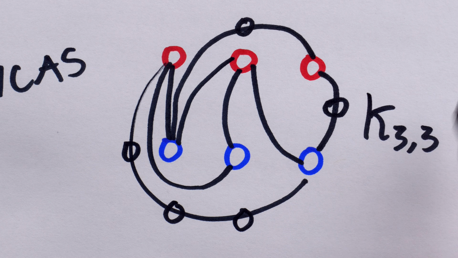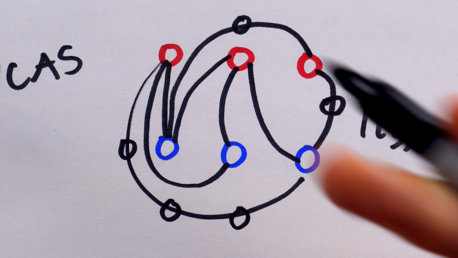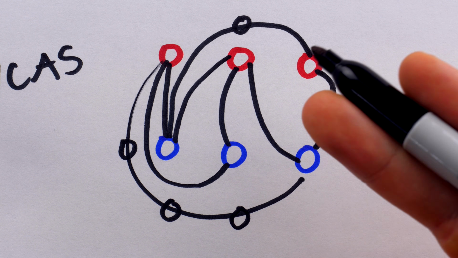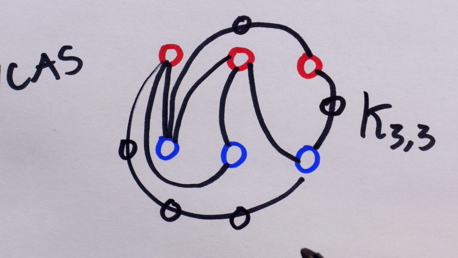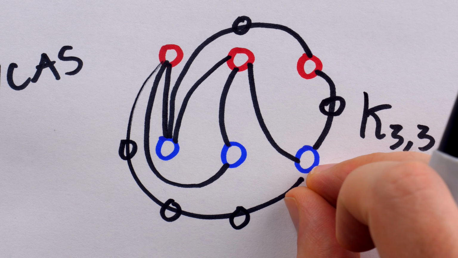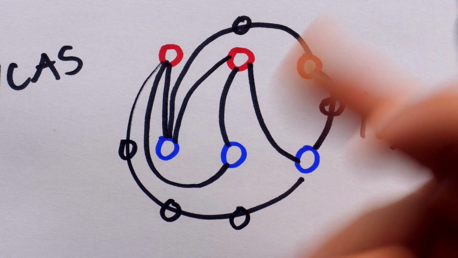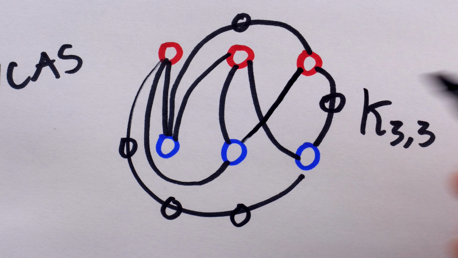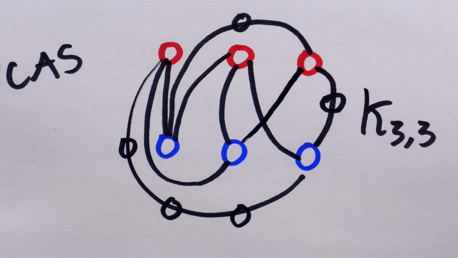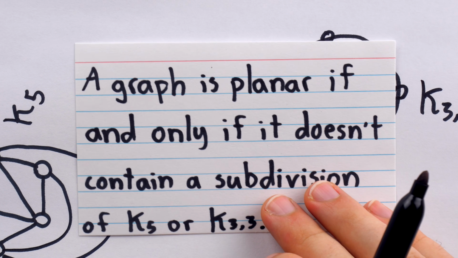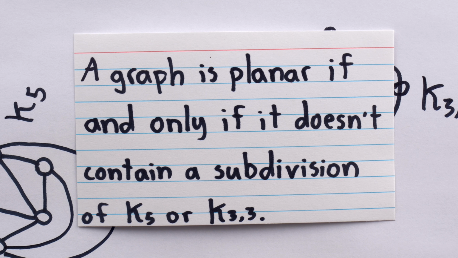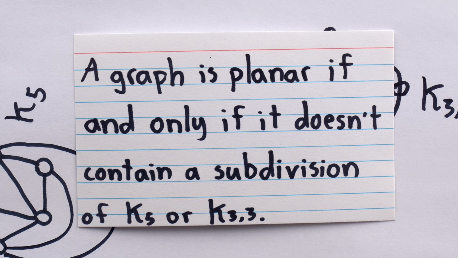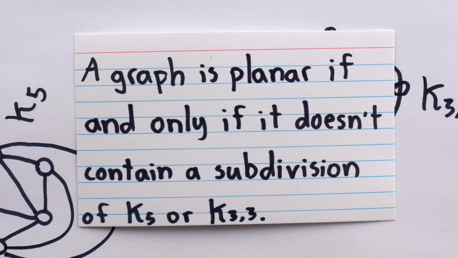Although a subdivision of K33 is not K33, it too will fail to have a planar embedding, and that's the generalization we need to account for to have TONCAS. I should also finish the job here and actually make this K33 by drawing that edge crossing. So the TONCAS theorem in this case is that a graph is planar if and only if it doesn't contain a subdivision of K5 or K33.